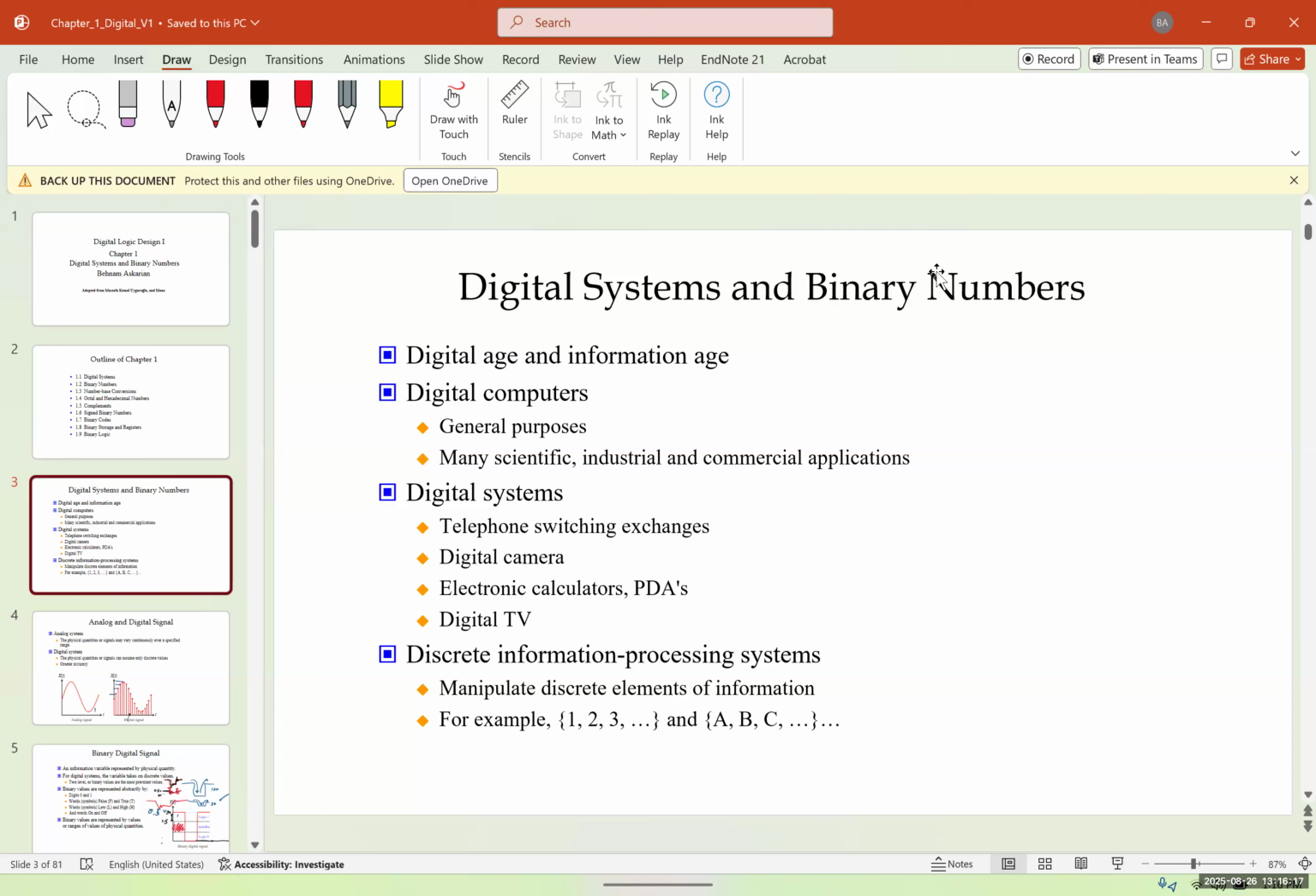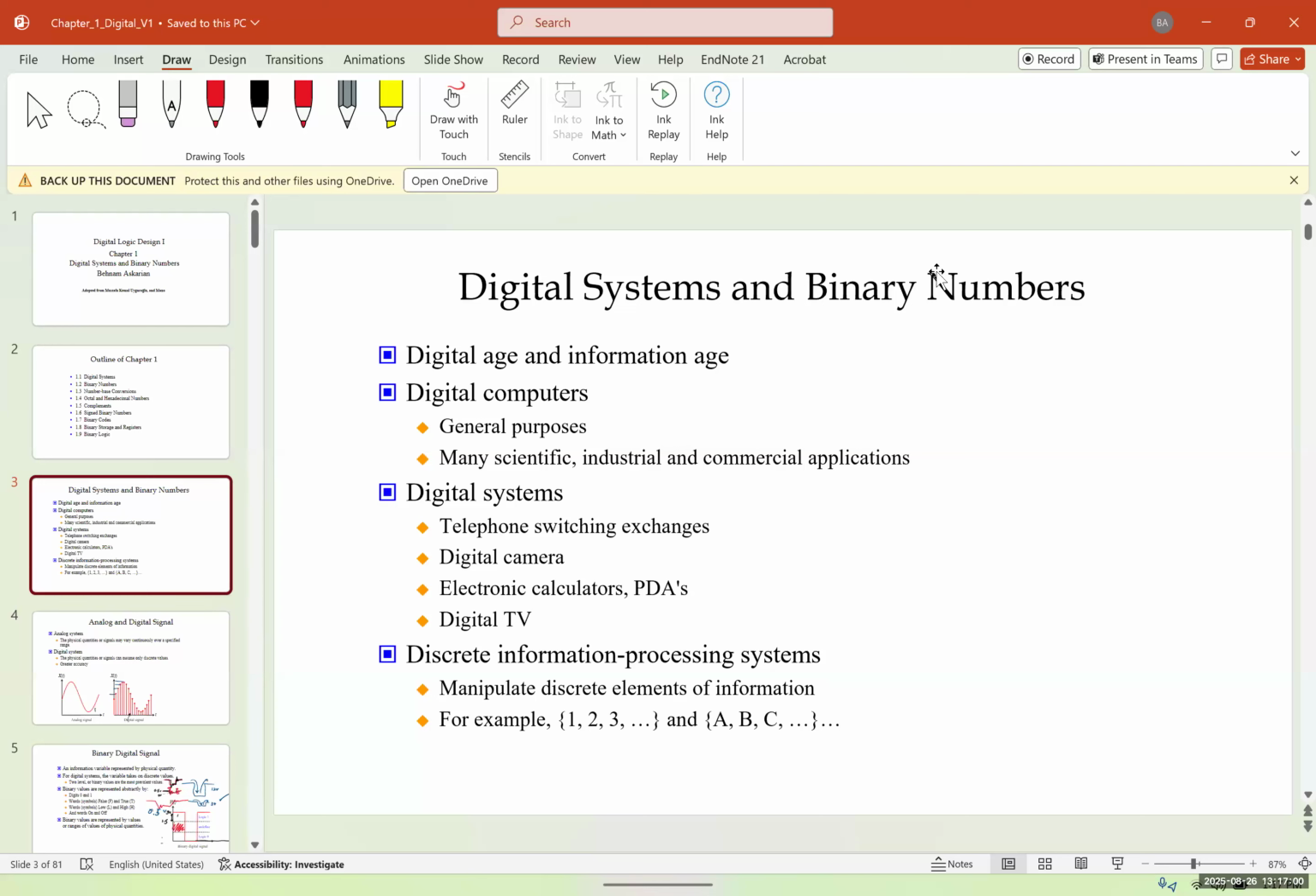And we have digital systems like telephone switching exchange, digital cameras, electronic calculators, PDAs, digital TVs, or laptops, phones, tablets, etc. Most of the communication systems we have right now are digital communication. We have analog and digital communication, but most of the communication that we deal with right now is digital. We still have some analog communication systems like AM and FM signals, but mostly they are now replaced by digital, like 5G and 6G on your phone, which actually use a digital communication system.